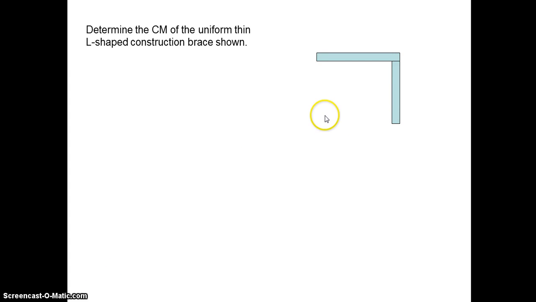Okay, now let's determine the center of mass of a uniform thin L-shaped construction brace. So we have this L-shaped pattern here, and we want to find the center of mass. Now, if it was just a bar like this, it'd be pretty easy. It'd be right about there. Or if it was just this bar, it'd be right about there. But what if we're looking at both of them combined? Where's the center of mass of the whole thing? Your gut tells you it's somewhere in between, which is kind of in the middle of nowhere. Let's find out exactly where it's at.